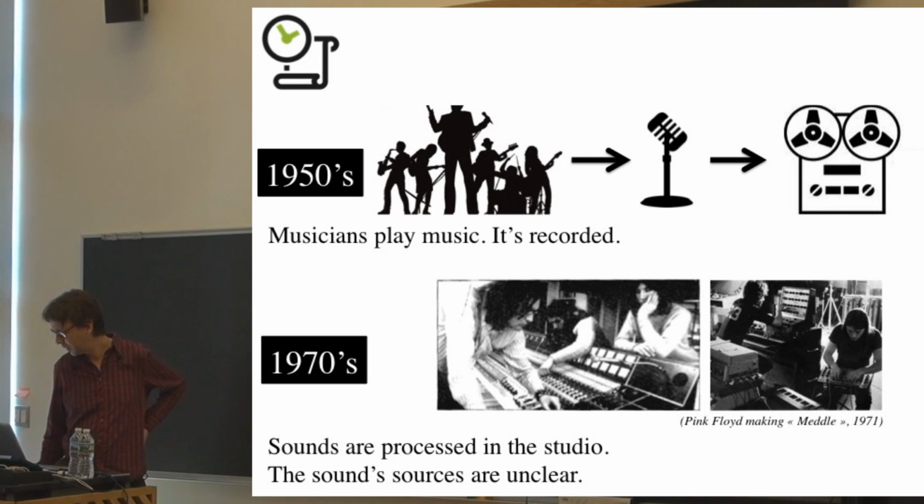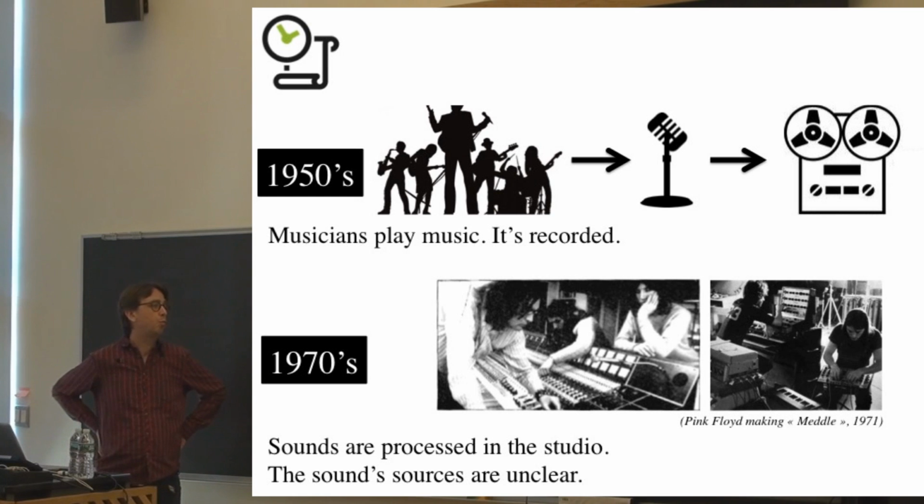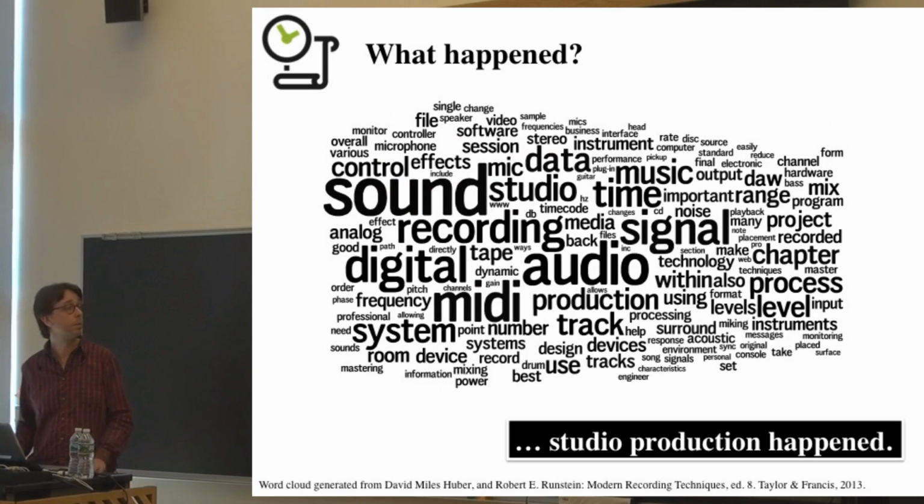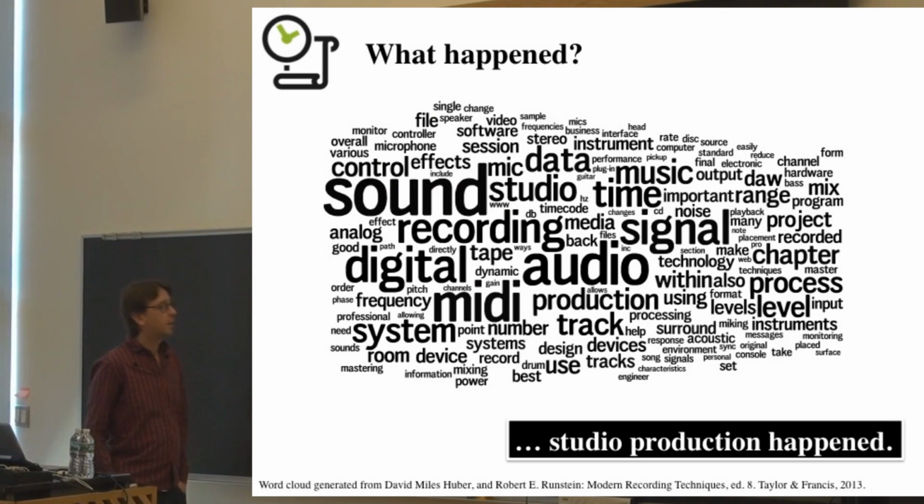In the 70s, things have changed. You can see that the Pink Floyd guys are playing with the tools they normally use to record. There is a lot of sound processing. It's quite difficult to know what may be an instrument or maybe not. For instance, you've got this synthesizer. It's quite difficult to recognize as such in the recording. Something happened between these two movements. And naturally, studio production, which is our subject, happened.